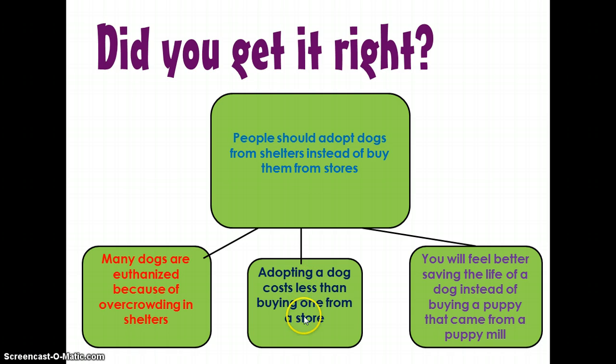Adopting a dog costs less than buying one from a shelter. That's another reason that you should get dogs from shelters instead of buying them in stores. And same for the last one. You will feel better saving the life of a dog instead of buying a puppy that came from a puppy mill. Supports why you should adopt from a shelter, not vice versa.